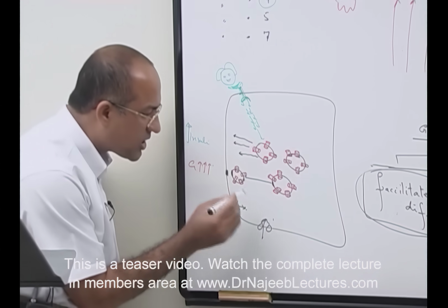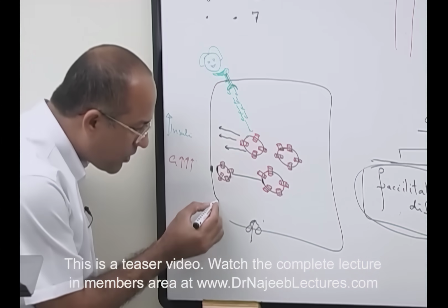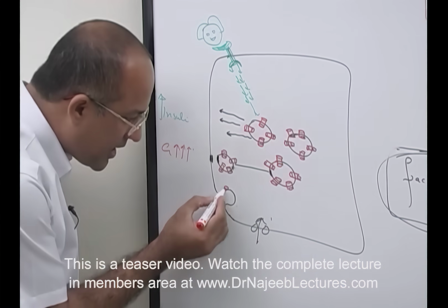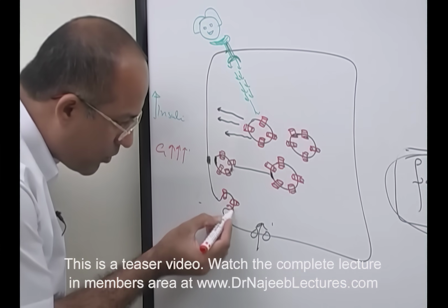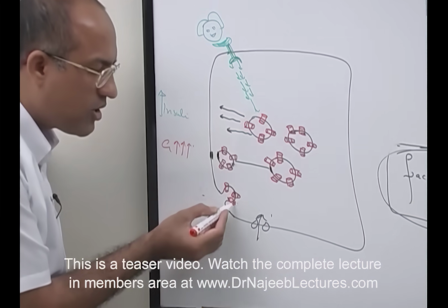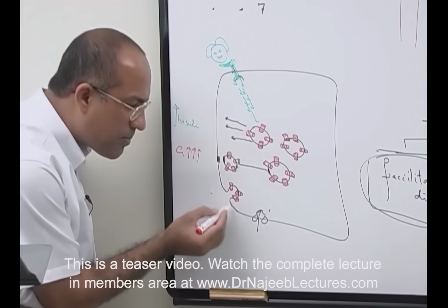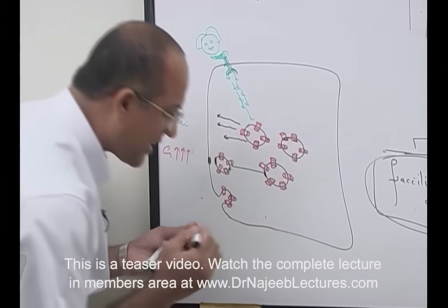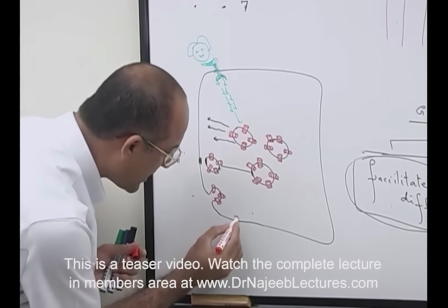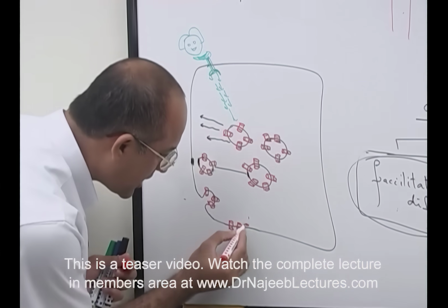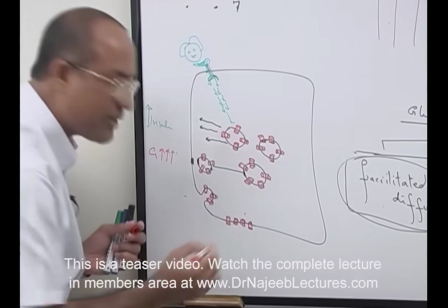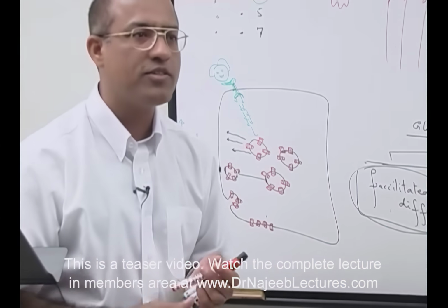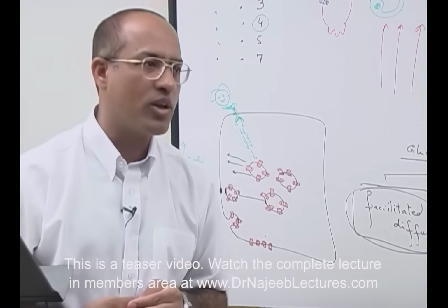When they fuse, this vesicle is fused with the membrane, and now the vesicular membrane, which is loaded with transporters, becomes part of the cell membrane. Then you find that expression of glucose transporter type 4 on the cell membrane surface is increased. This is one of the functions of insulin.